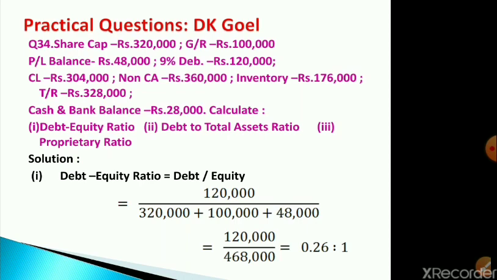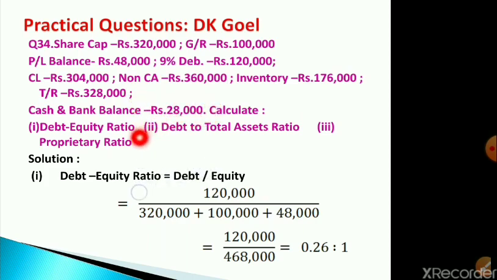So let's start the practical question from DK Goel, question number 34. Share capital rupees 3,20,000, general reserve rupees 1 lakh, profit and loss balance rupees 48,000. So it's a profit, since it's not written in bracket, neither is loss mentioned anywhere. 9% debenture rupees 1,20,000. Current liabilities 3,04,000. Non-current assets 3,60,000. Inventory 1,76,000. Trade receivables 3,28,000. Cash and bank balance 28,000.